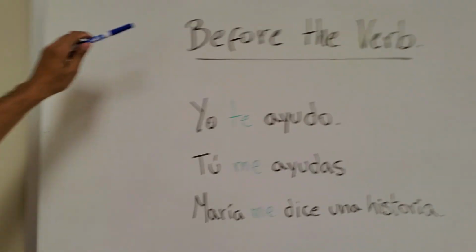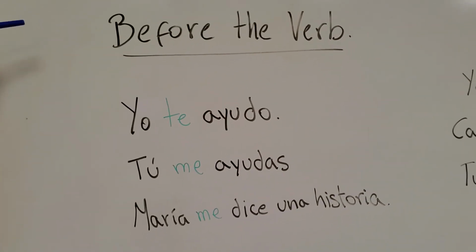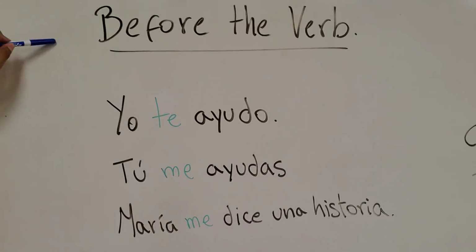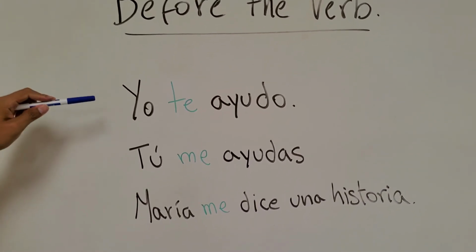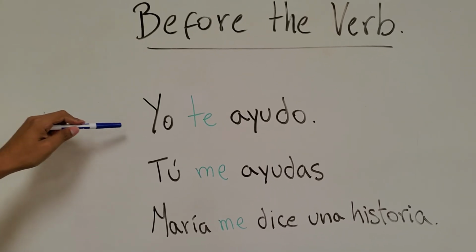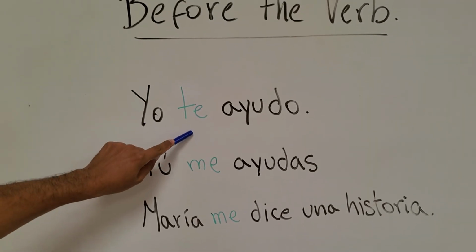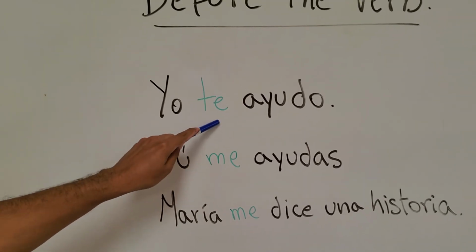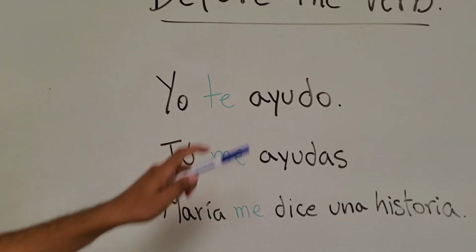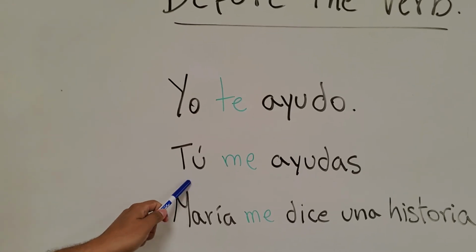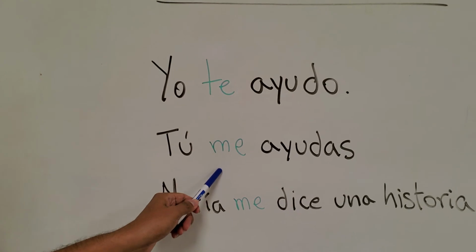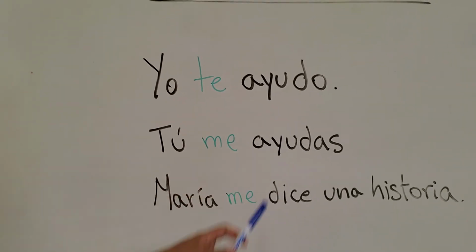We said that direct and indirect object pronouns are placed before the verb, right? Before the verb. For example, yo te ayudo. Te, the pronoun here. Ayudo, the verb. Yo te ayudo. I help you. We place the pronoun before the verb. Okay? Another example here. Tú me ayudas. You help me. We place the pronoun before the verb.